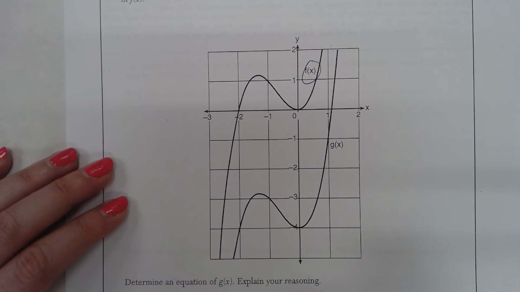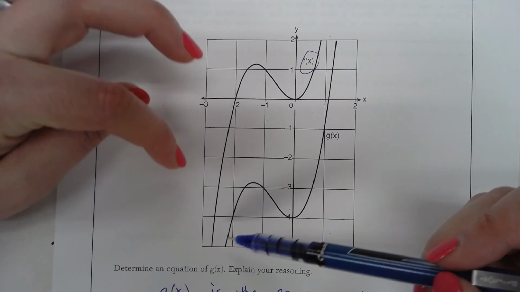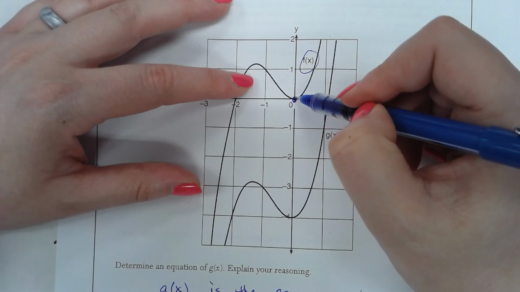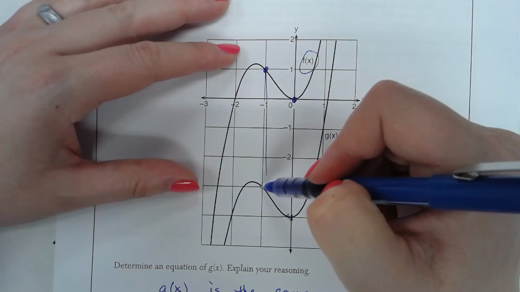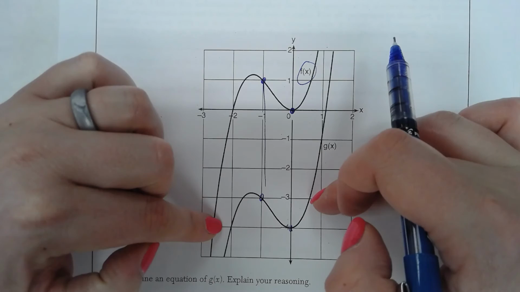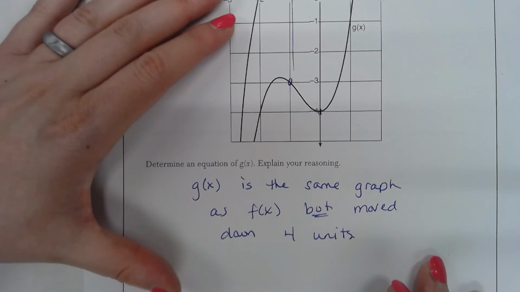moved down 4 units. If you look at these two graphs, they're the exact same curve, except look at this point that was here is now down 4. This point right here is now down 4. So if you take f of x and just slide it down 4 units, that's what g of x is. So now, I have to write an equation.